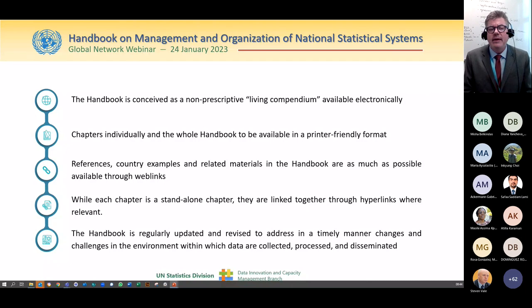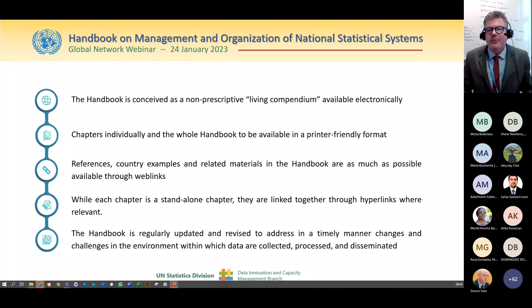It was also quite clear from the mandate we got from the Statistical Commission that chapters individually and the whole handbook should be available in a printer-friendly format. Of course, it's important that people can still download and print the documents. And Clarence is going to tell you more about that. One point also important was that references, country examples, and related materials in the handbook, as much as possible, should be available through web links.